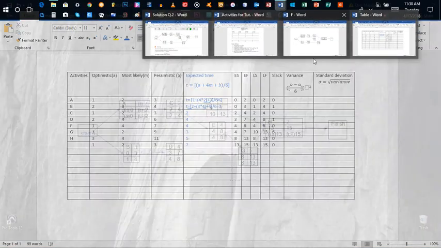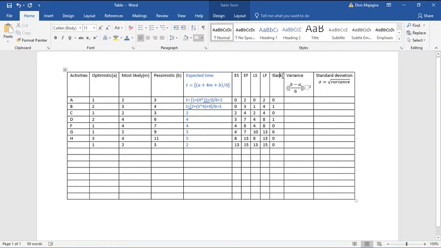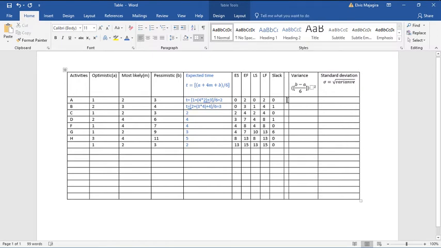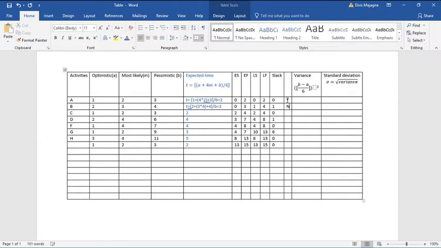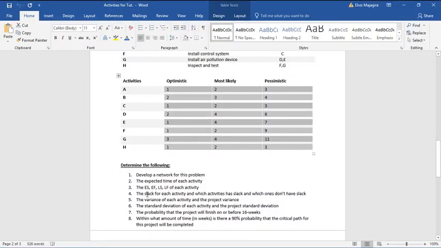Okay, now let's do it here. We're just gonna put yes or no, represented by Y and N. So activity A, yes, it has slack. Activity B, no, it does not. Activity C, yes. Then we have no, yes, no, and then yes and yes. So we've answered question 4.